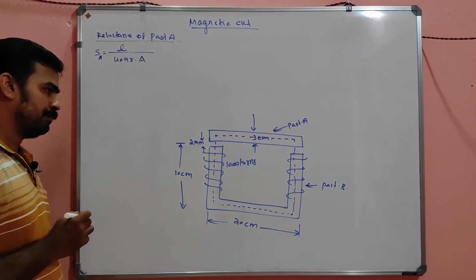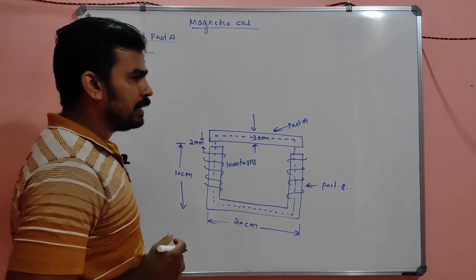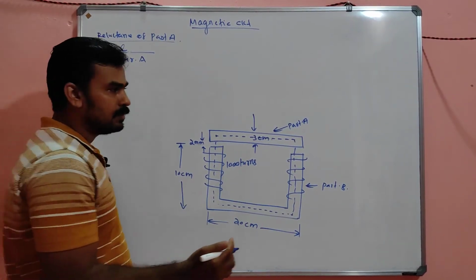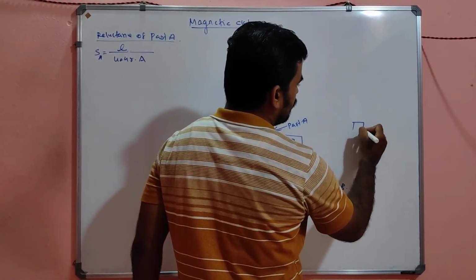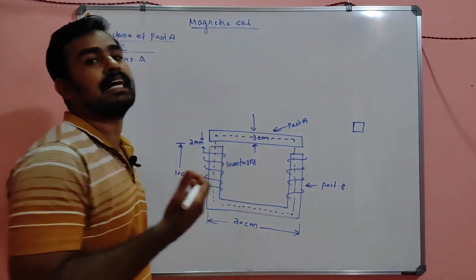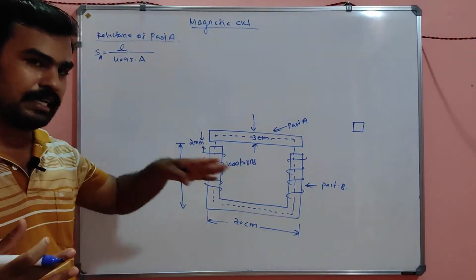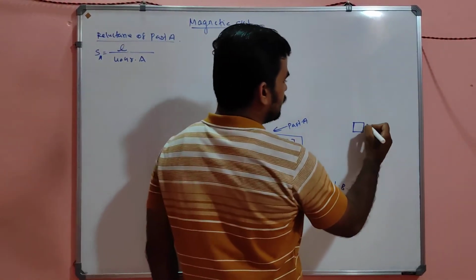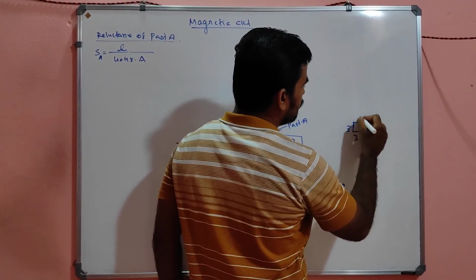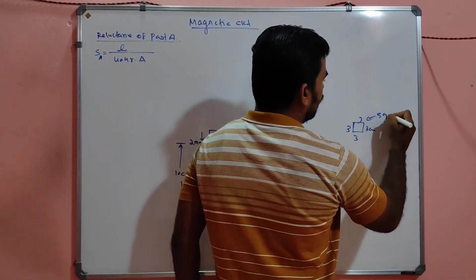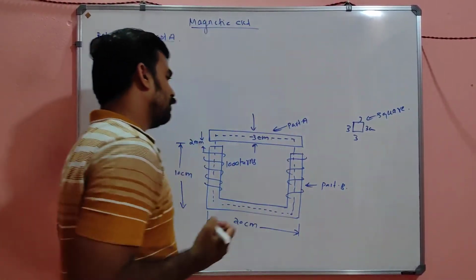It is already given that each side consists of 3 centimeter, they gave the idea of a cross section of the material, and each side 3 centimeter means this is 3, this is 3, this is 3. What is the structure? It is a square. That you have to note.